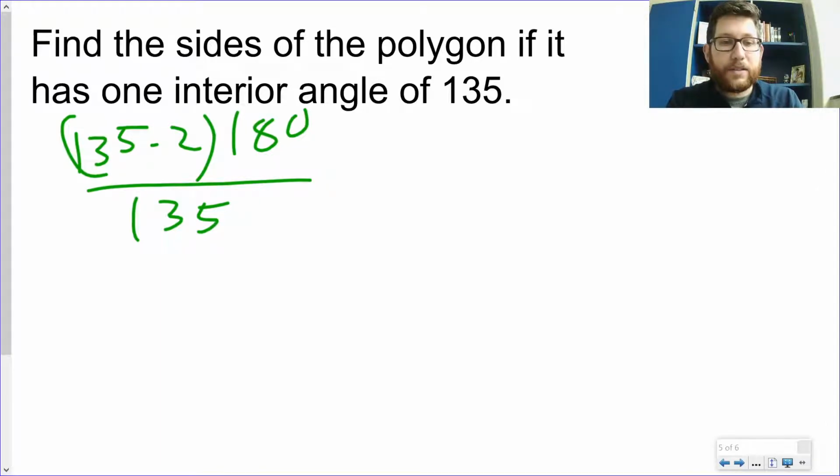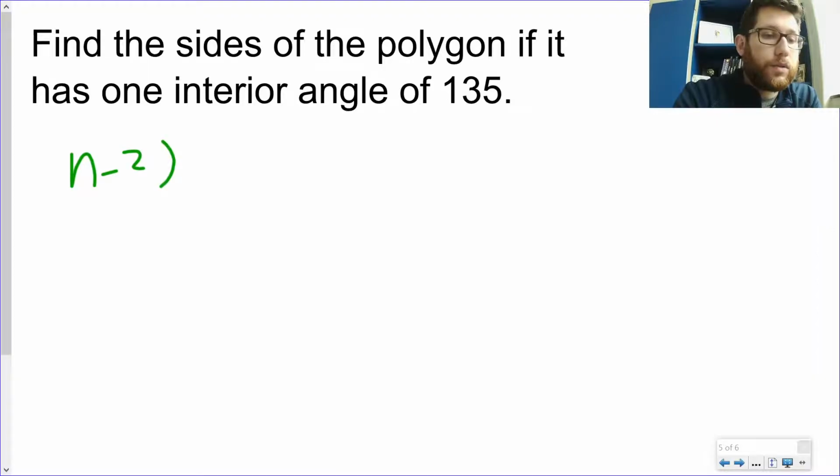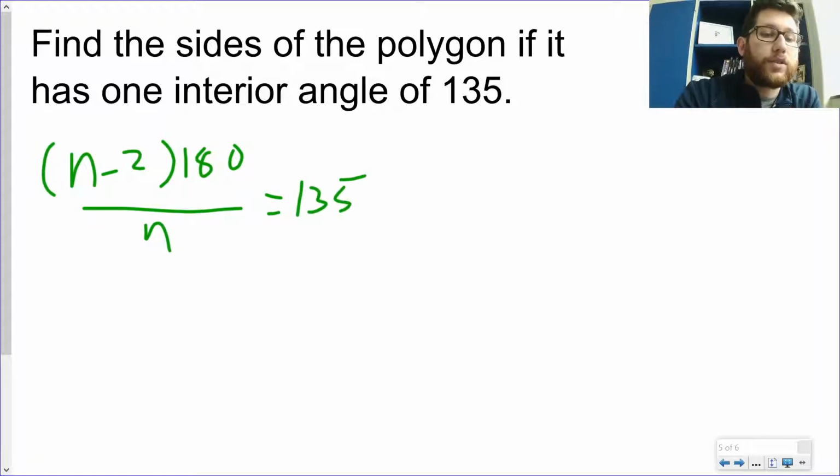It'll just be a hot mess, okay? So what we need to do instead is think about what we're going to do. The last time we set this up, (n minus 2) times 180 all over n is equal to 135. So I could solve this for n. It would be a bit of a mess, but I could do it.